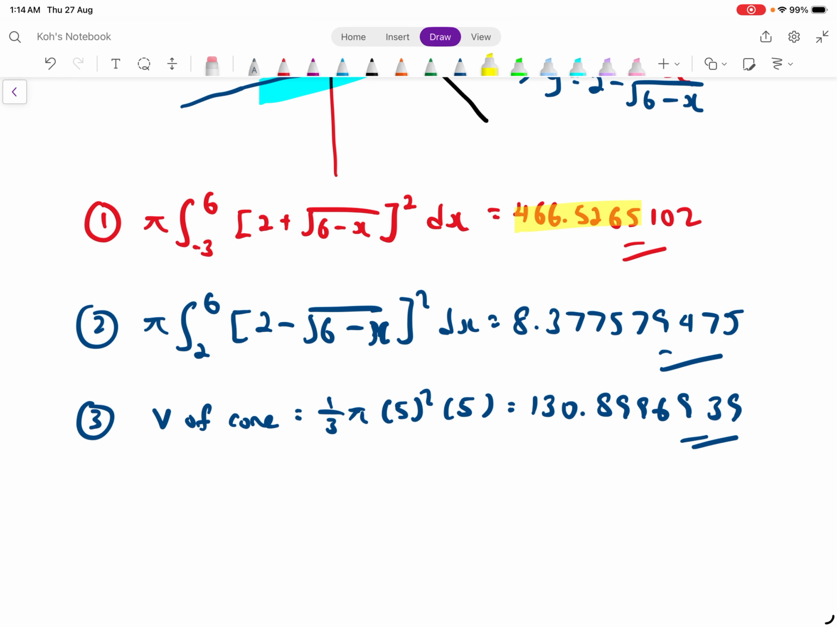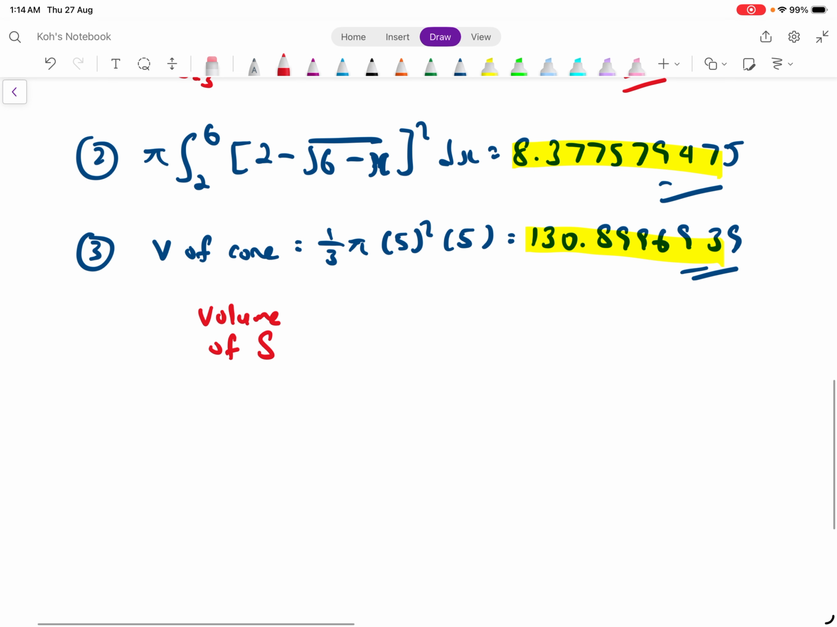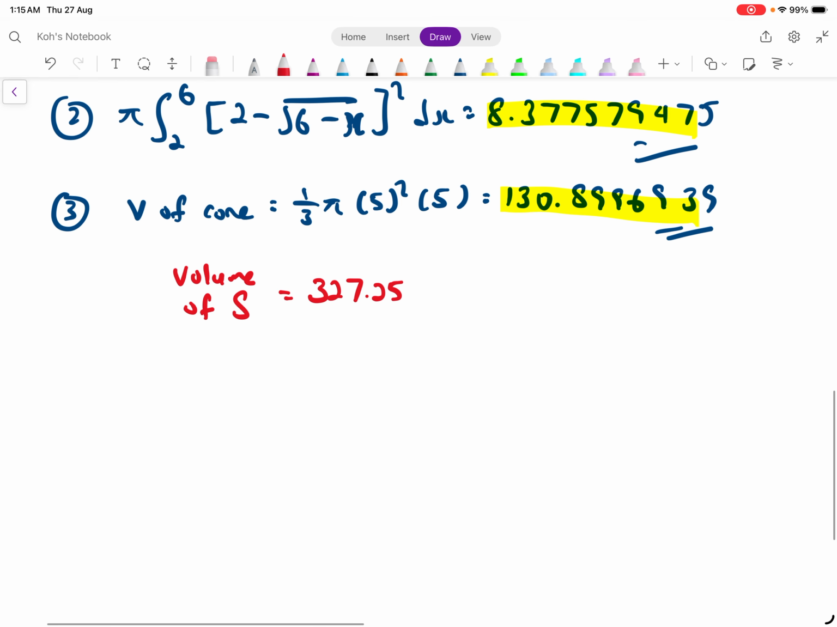Then with this, I can minus off already. You just simply use this, minus off this, minus off this. This will give you the resulting volume. Sorry, region S. The volume of S is about 327.25, because they want 2 dp. So the volume of S will be 327.25 unit cube. Yep, so that's all.